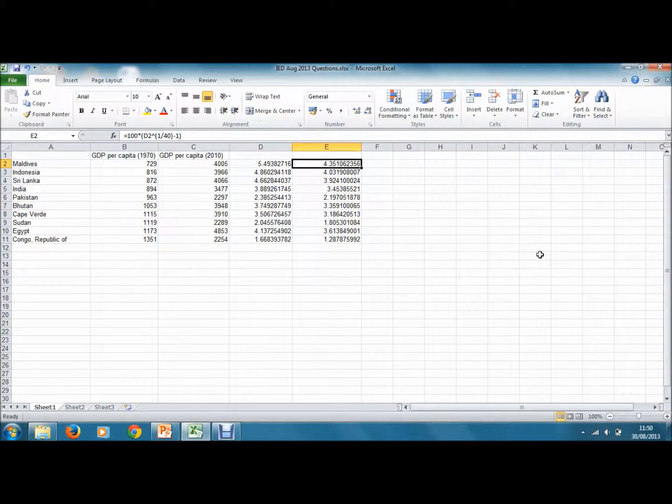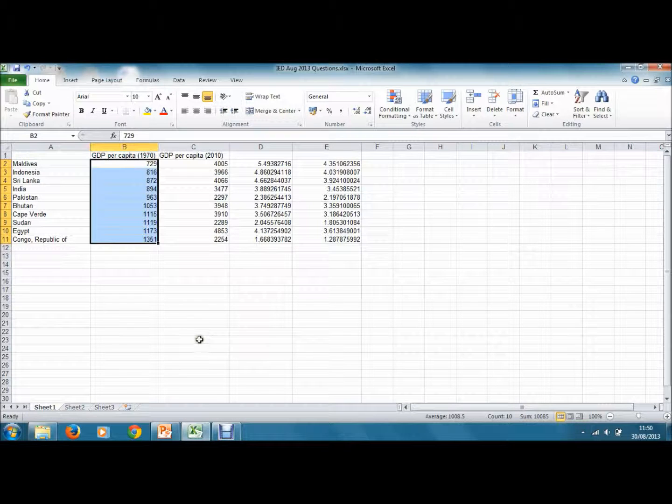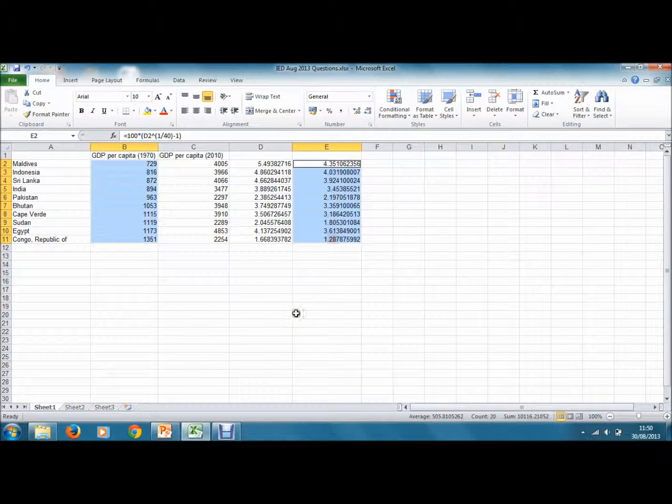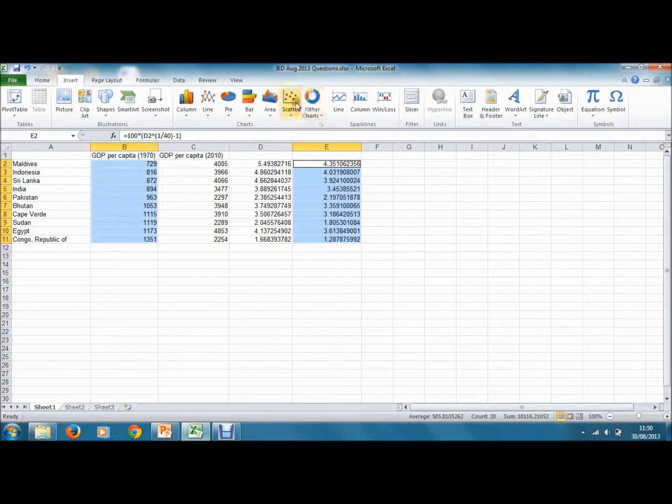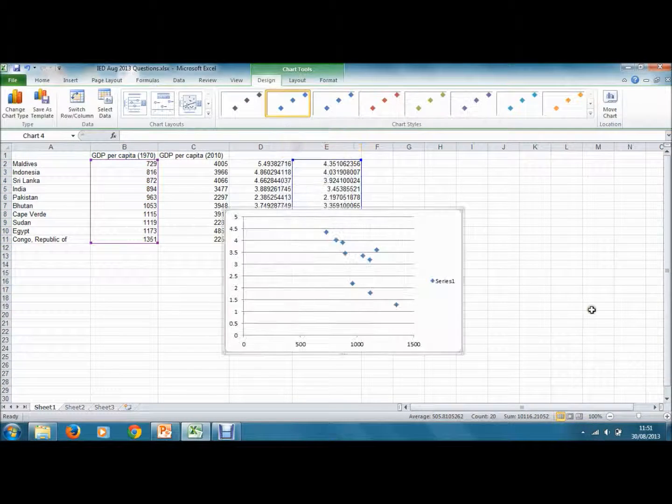The next question I want to answer is whether or not there is a negative relationship between growth and the starting value of GDP per capita. And to do this, I'm going to plot a scatter diagram of the two series. The first stage is I need to highlight the data, so I put in first of all the horizontal axis, which is GDP per capita in 1970, and then on the vertical axis I'm going to place the growth rate. Then I go to Insert, Scatter, and click on this option here.